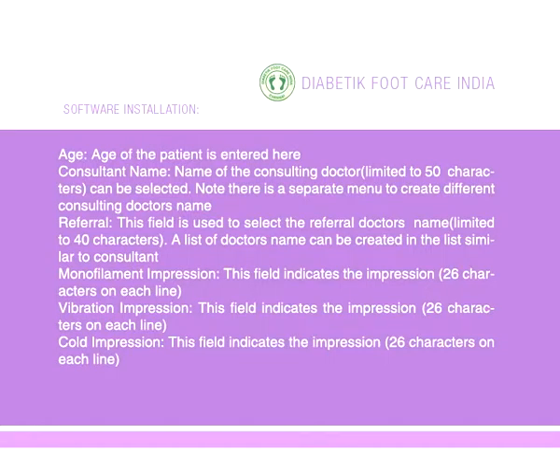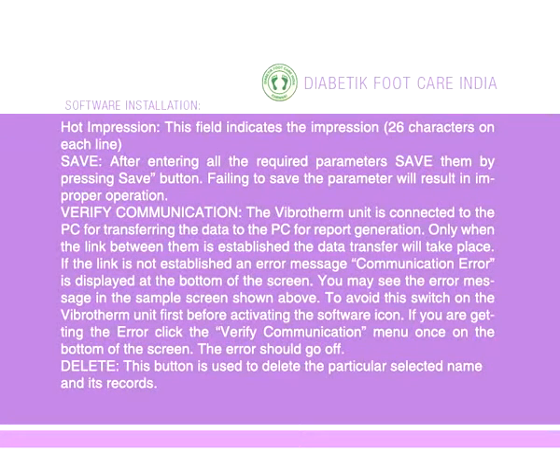Vibration impression. This field indicates the impression, 26 characters on each line. Cold impression. This field indicates the impression, 26 characters on each line. Hot impression. This field indicates the impression, 26 characters on each line.